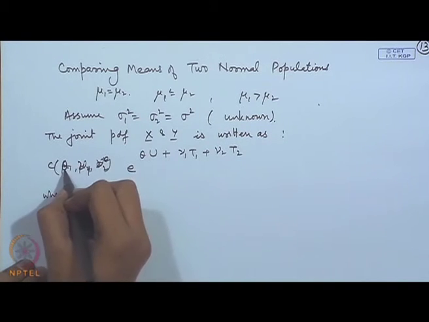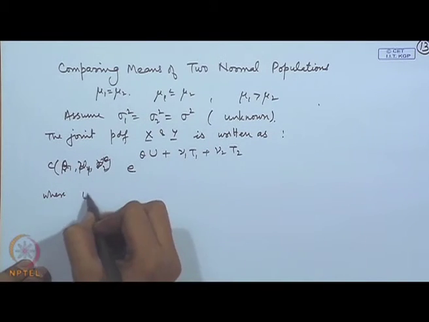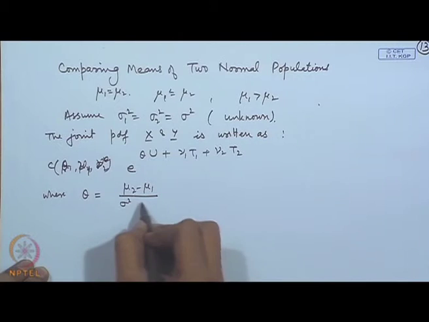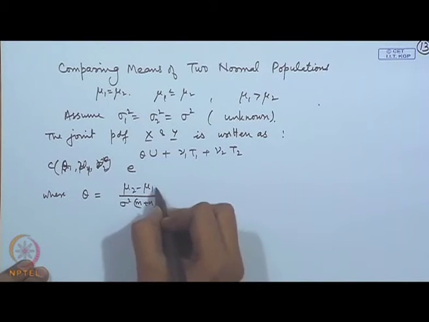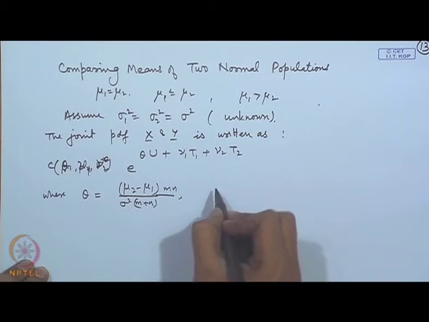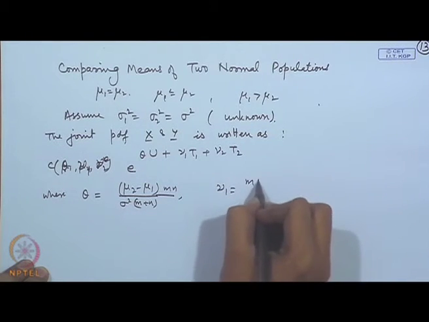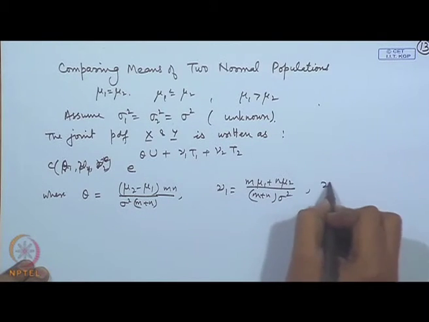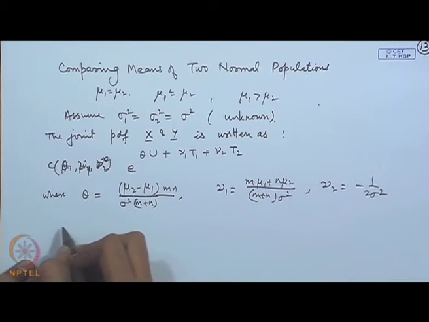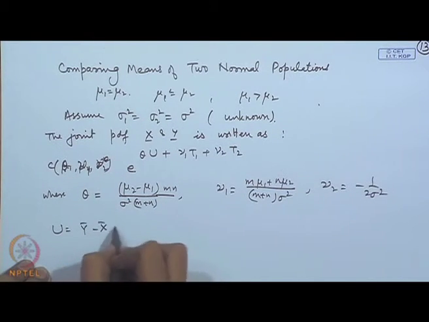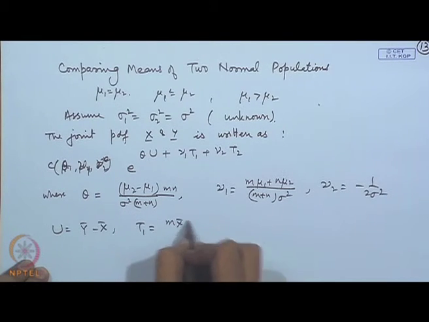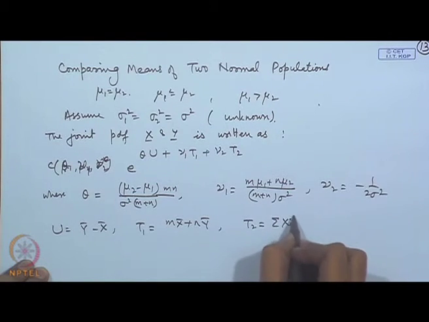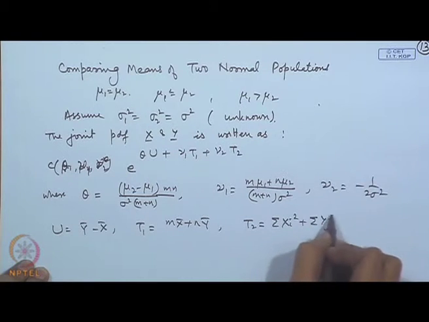So this is theta, nu 1, nu 2, where theta I am defining to be mu 2 minus mu 1 divided by sigma square times (m plus n) divided by m n. Then nu 1 is equal to (m mu 1 plus n mu 2) divided by (m plus n) sigma square, nu 2 is equal to minus 1 by 2 sigma square, u is equal to y bar minus x bar, t 1 is equal to m x bar plus n y bar, t 2 is equal to sigma x i square plus sigma y j square.